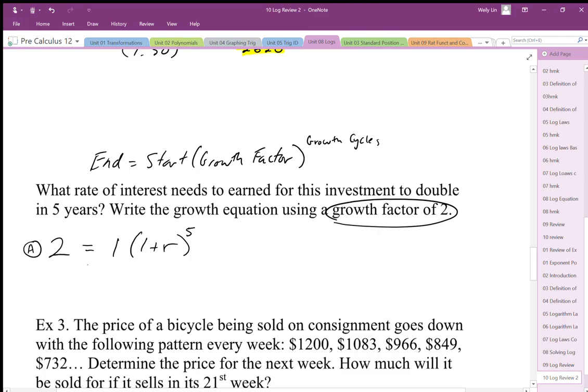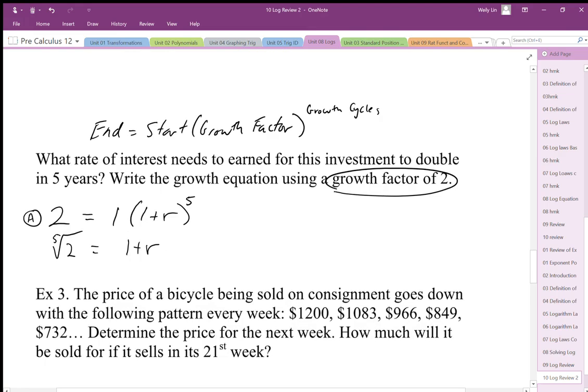I'm going to solve this. I need to use logs. So I get log 2 is equal to 5 log (1 plus r). Actually, I don't need to use logs here, do I? I need to actually undo this power 5 with a fifth root. So I end up with 1 plus r. I can now solve for that in my calculator. r is equal to the fifth root of 2 minus 1, and that will give me my interest rate.